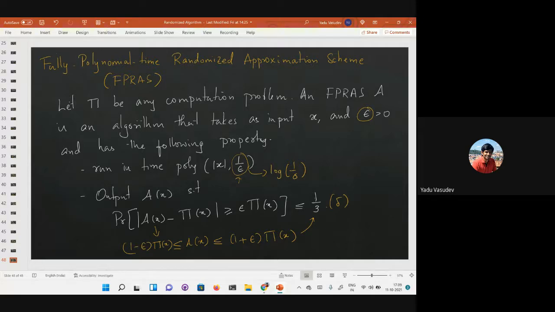And what we are actually going to see is an FP-RAS for DNF counting. What we're going to look at right now is this problem pi being sharp DNF, and we'll come up with an algorithm that will output a number that is just 1 plus epsilon or 1 minus epsilon off from the actual count of satisfying assignments.